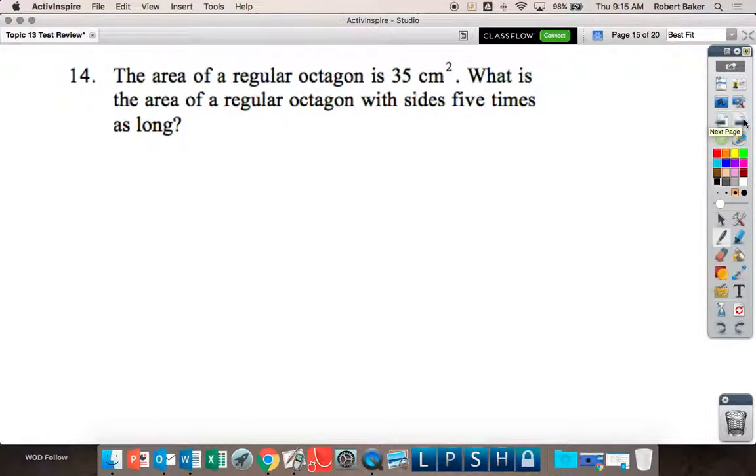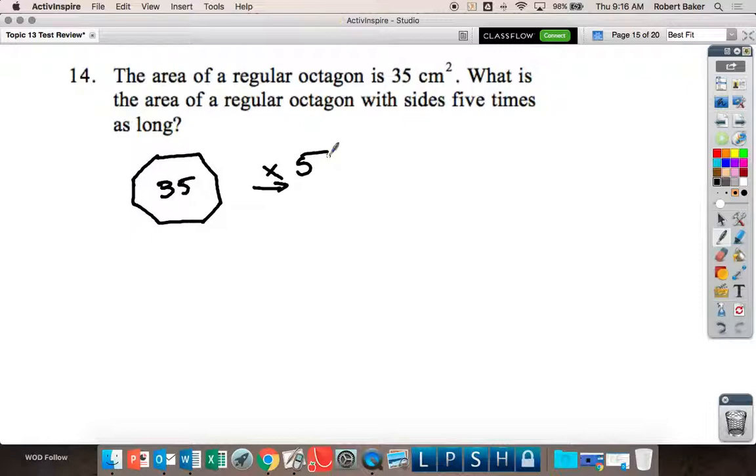The area of one regular octagon is 35 centimeters squared. What is the area of a regular octagon with sides 5 times as long? So we have an octagon. The area of this octagon is 35. We have another octagon that's 5 times bigger. So if we're going to set up a ratio to compare their side lengths, you have to kind of figure out how long is each side of this octagon.